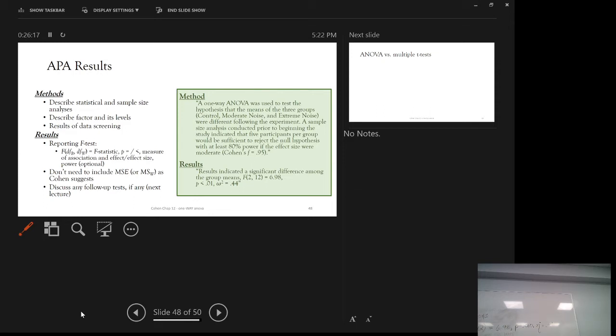The p is less than some number, and some measure of association or effect size. Power is optional to include. Only include stuff about the power if you actually did it. You don't need to include the MSE, or the mean squared within, in your write-up. You don't have to. Cohen suggests it, but most people don't. And discuss any follow-up tests if you did them, if they're needed, which is chapter 13. So we're not there yet.